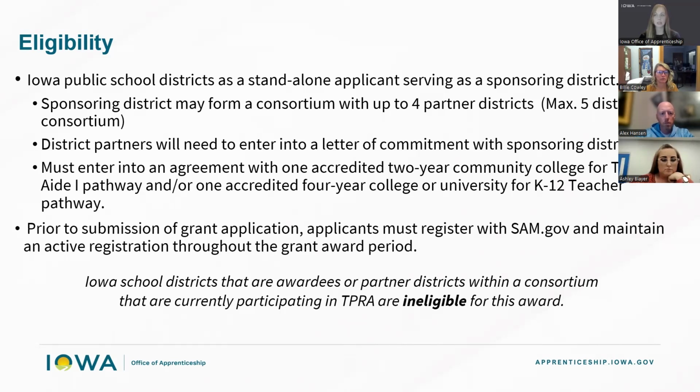And the sponsoring district must enter into an agreement with one accredited two-year community college for teacher aid pathway and or one accredited four-year college or university for the K through 12 pathway, which we'll discuss in a little more detail. Also, prior to submission of the grant application, applicants must register with sam.gov, and they will also need to maintain an active registration throughout the grant award period.